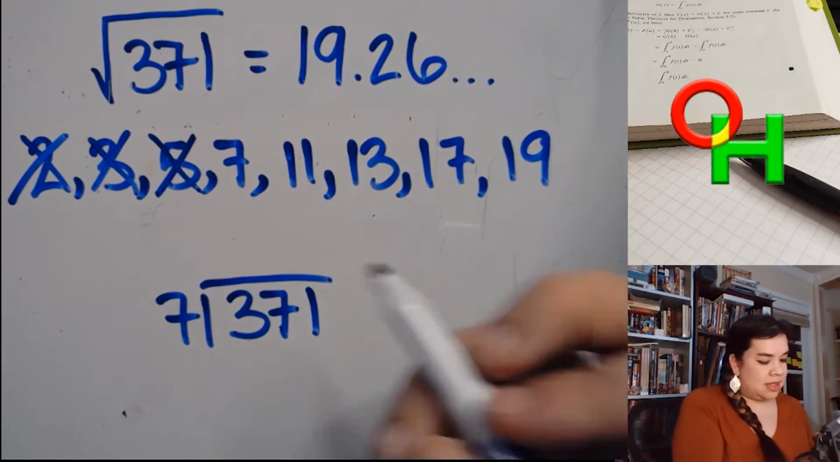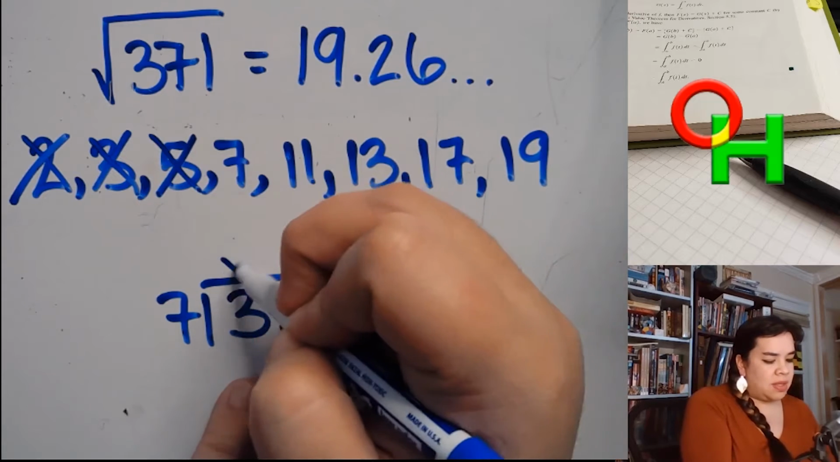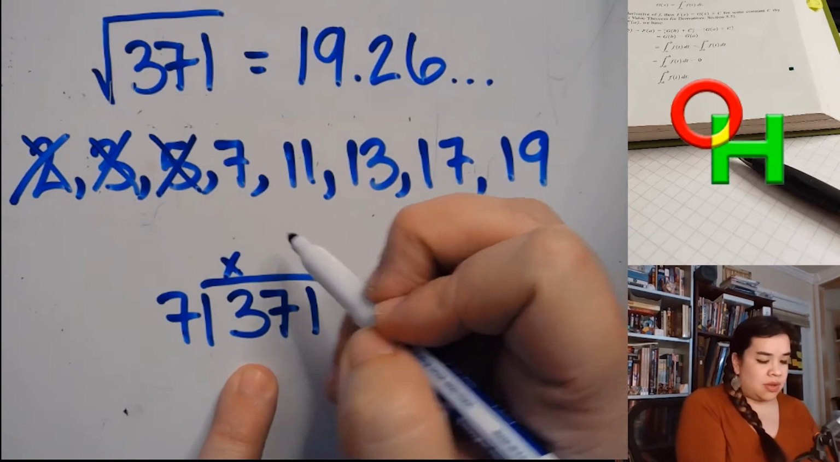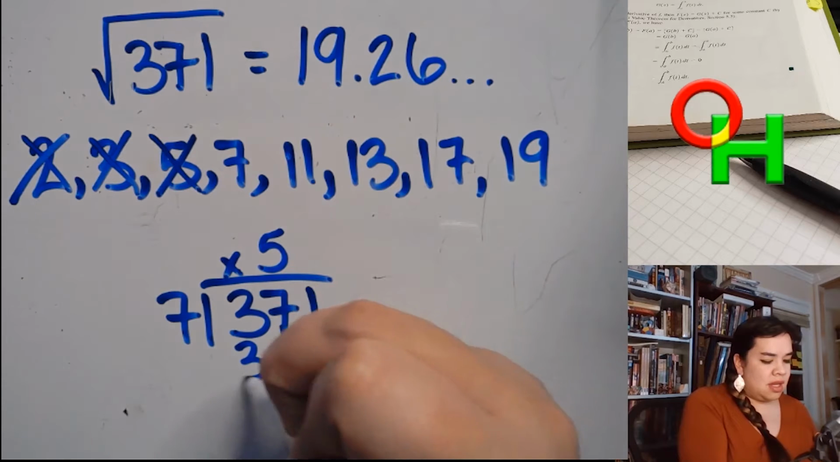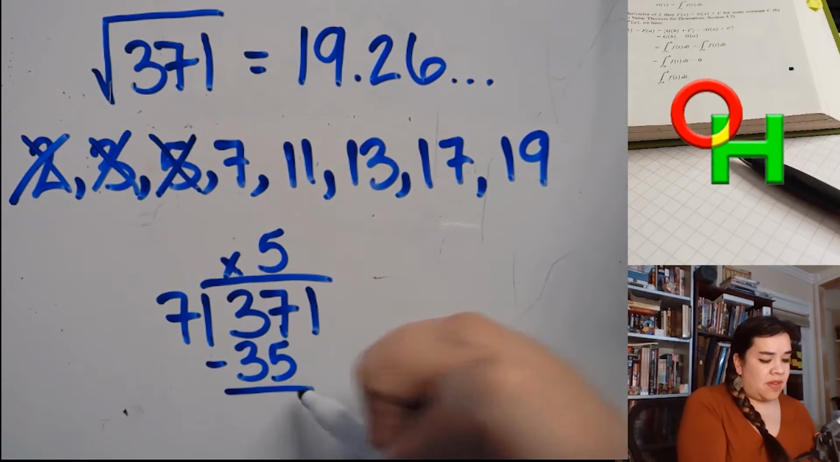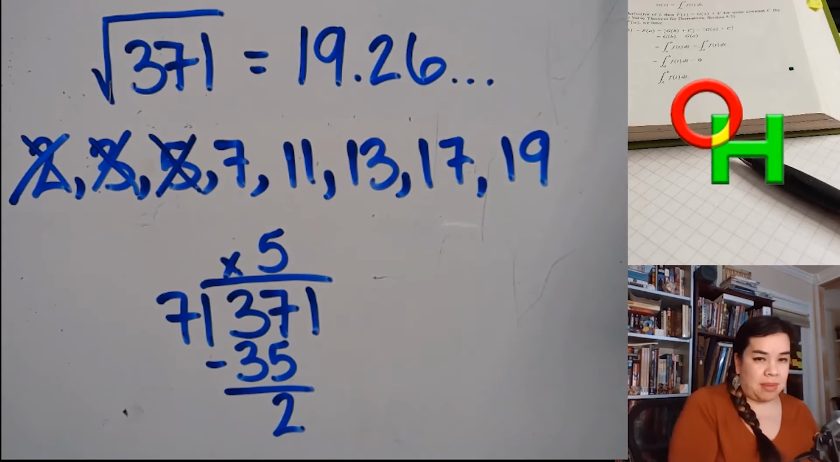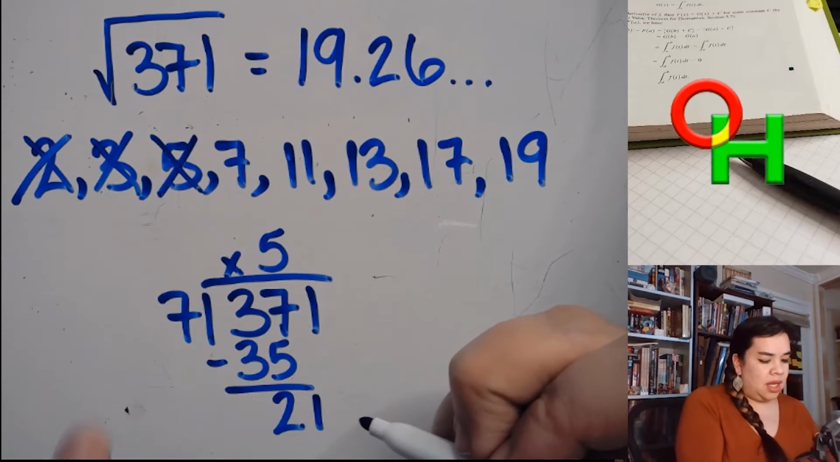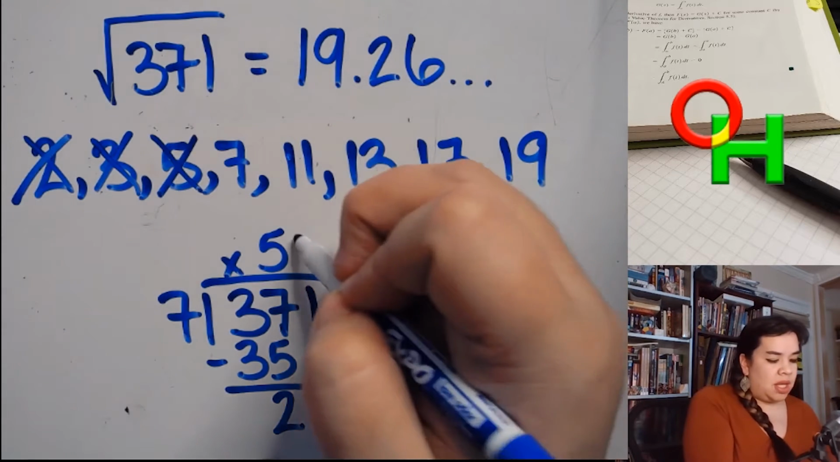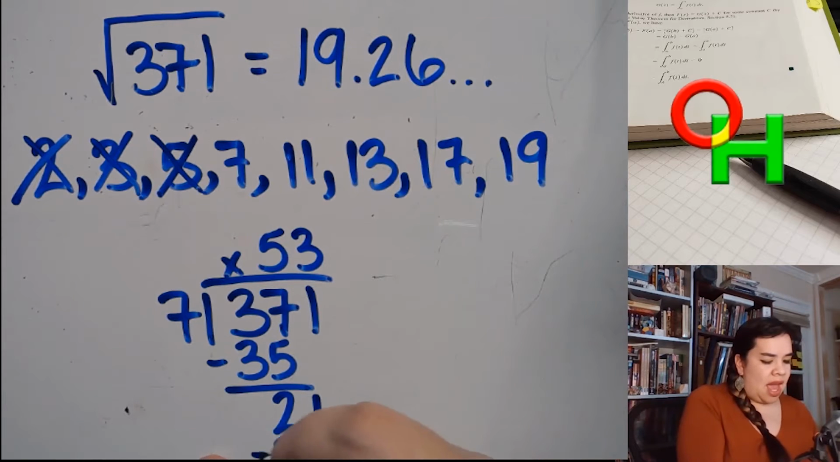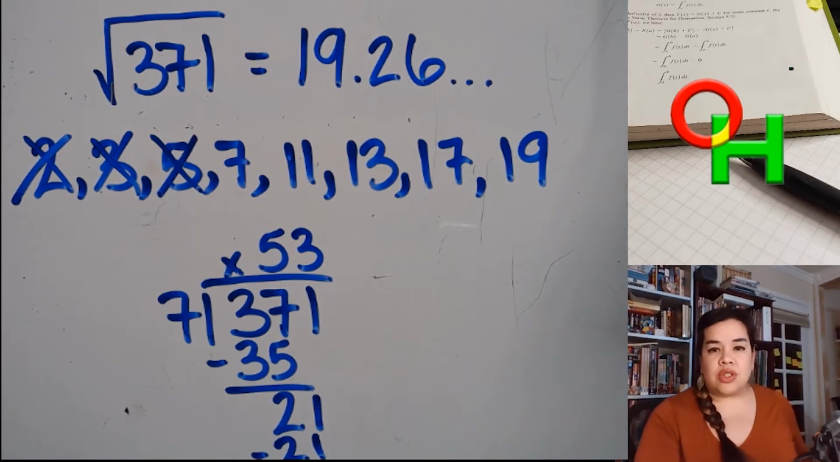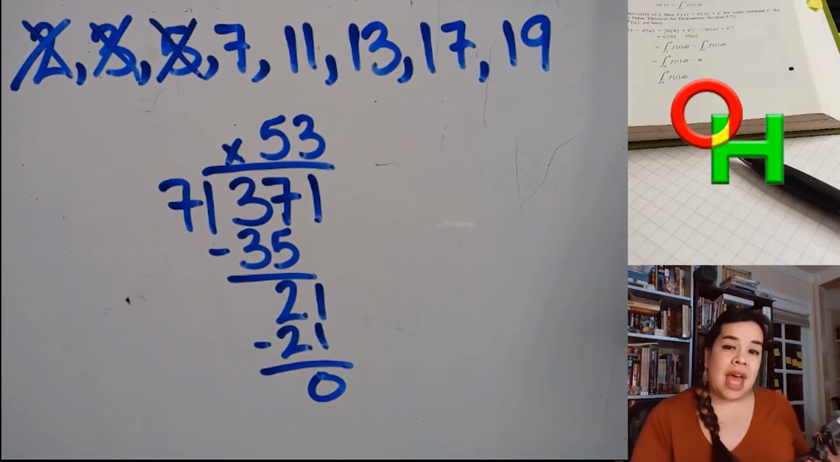and see what happens. 7 can't go into 3, but it can go into 37 5 times. 7 times 5 is 35. Subtract them, I'm left with a 2. Bring down the 1. 7 can go into 21 3 times. And in fact, there's no remainder. And so what that means is 7 is a factor of 371, and therefore 371 is a composite number.